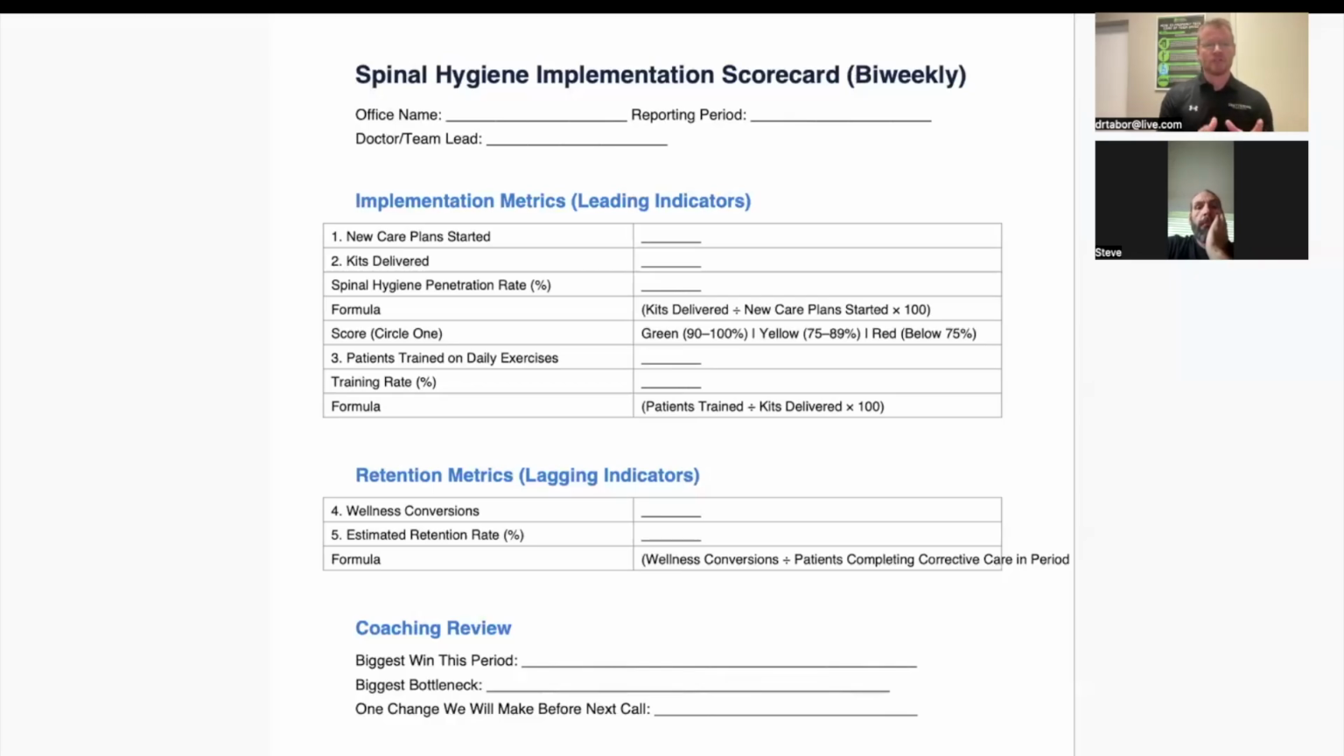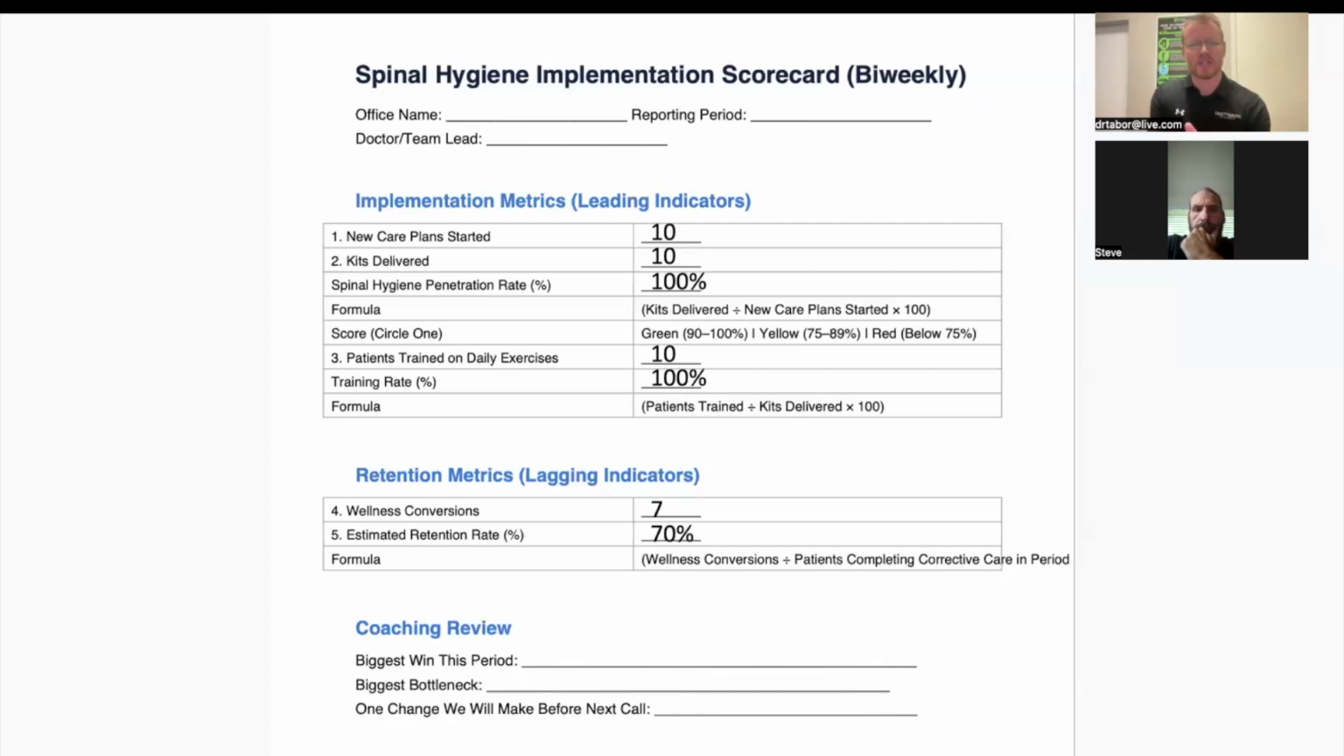Now, those two numbers are going to give us our spinal hygiene penetration rate percentage. And it should be 100%, right? So every new care plan we start should get a spinal hygiene kit. So in fact, I'll fill these numbers in here. Let's say that we started 10 new care plans over the last 2 weeks, and we delivered 10 spinal hygiene kits because everybody who starts care in our office gets a kit. That's 100% spinal hygiene penetration rate.